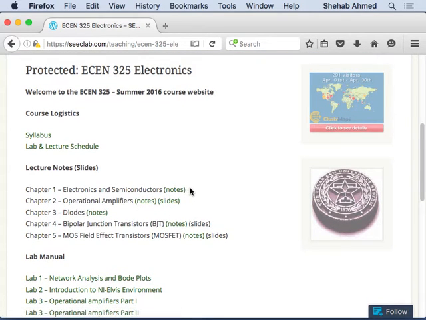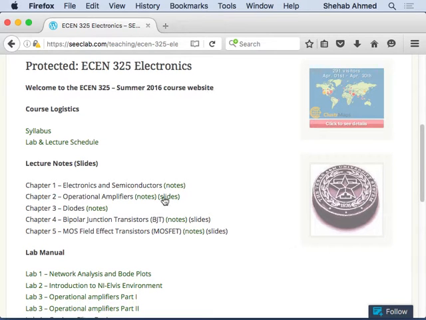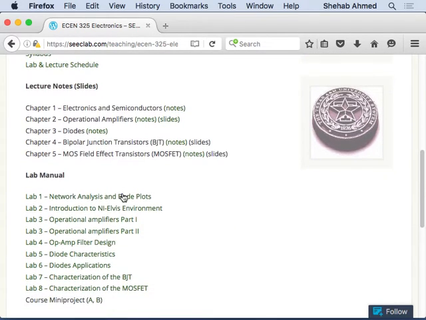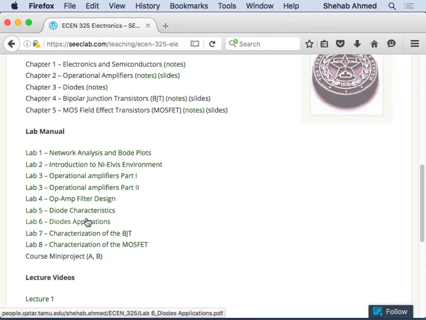The notes were Dr. Bina's notes, and I'm working on slides, so I put the first set of slides for chapter 2. I didn't put slides for chapter 1. The password is 325 summer. I'm updating this as we go. I put all the labs that we have, with 2 variations for the mini project.